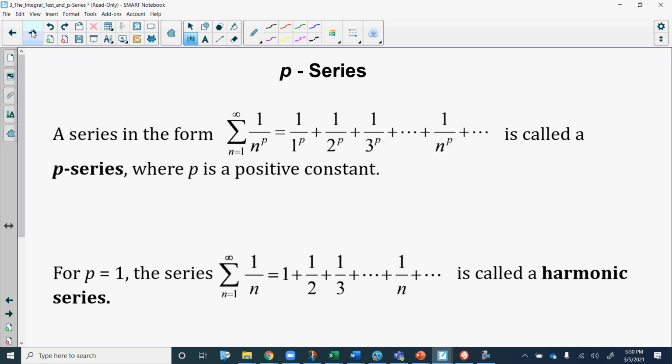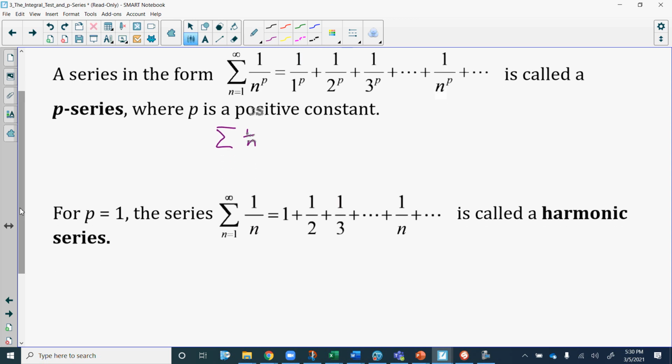Now, we can have a whole bunch of different things for p-series. 1 over n is a p-series. Of course, 1 over n squared, 1 over n to the third power, and so on. Those are all going to be different types of p-series. Okay, so the harmonic series is a p-series. And this is kind of the one oddball one that has its own particular thing.